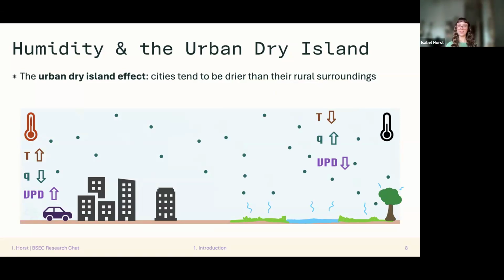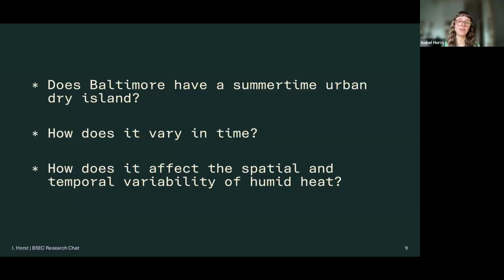And in Baltimore, we have this amazing wealth of observations from our weather station network. And so I wanted to look at whether or not we could measure a summertime urban dry island in Baltimore. So my first question is, does this even exist? How can we measure it? And then the two important follow-up questions are, how does it vary in time, both over the course of a day and between days? And most importantly, how does it affect the spatial and temporal variability of humid heat, the type of heat that we as humans would feel and be affected by?